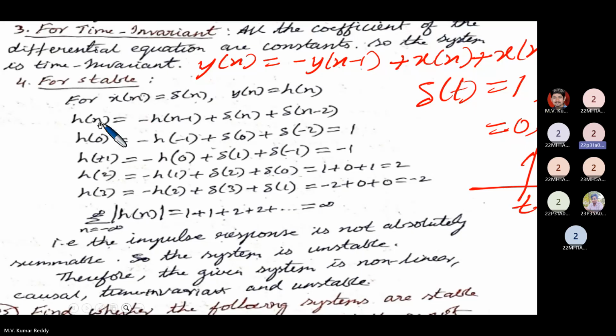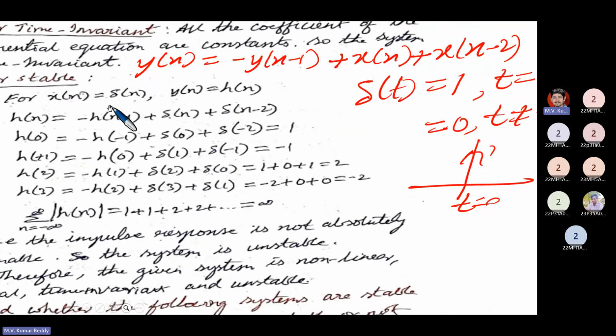Now this is the given equation. In this given equation, in place of y of n we put h of n, so y means h of n minus h of n minus 1. Next, in place of x of n we put delta of n. Next, x of n minus 2 becomes delta of n minus 2. Got it? This step.